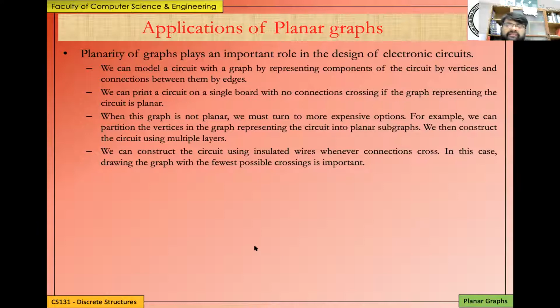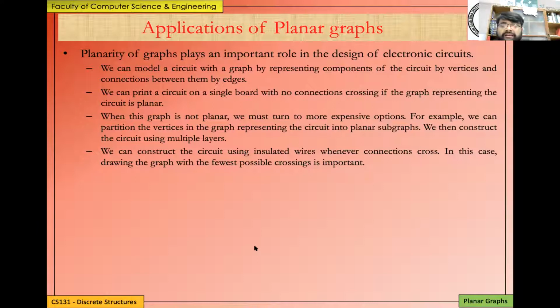So we can model a circuit with a graph by representing components of the circuit by vertices and connections between them by edges. We can print a circuit on a single board with no connections crossing if the graph representing the circuit is planar. Of course, if it's planar, then there's nothing crossing. When the graph is not planar, we must turn to more expensive options.